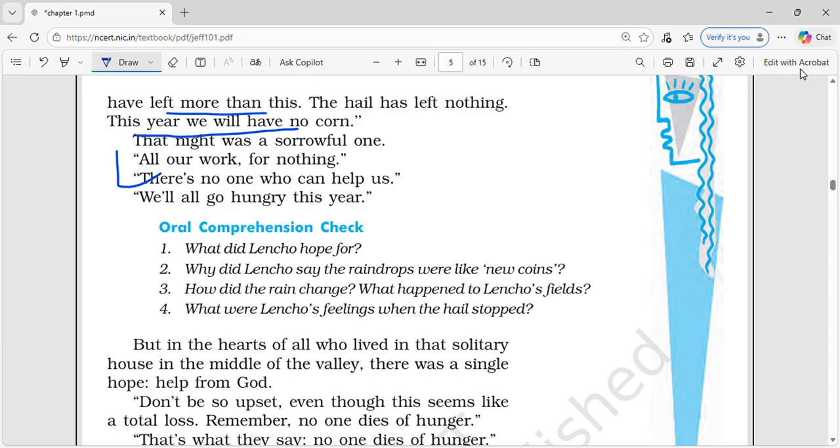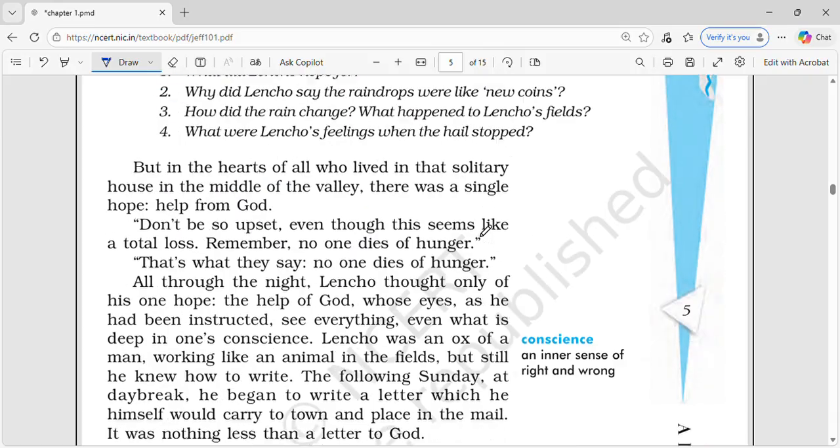How did the rain change suddenly? It turned into a hailstorm, right? Because the clouds had started forming and then large hailstones had started falling from the sky. And what happened to Lencho's field? It was all destroyed. Nothing was left. The crops weren't left. The flowers were destroyed. There was nothing to harvest and they had nothing to eat. He felt very sad, very hopeless, all his work was destroyed and he had nothing to eat, right? So these were a few answers. Very easy answers, I would say.